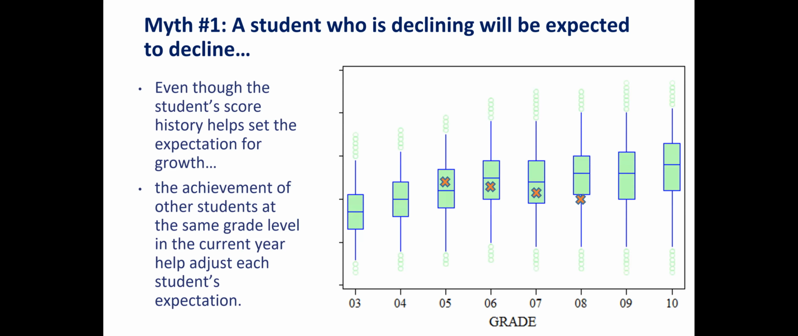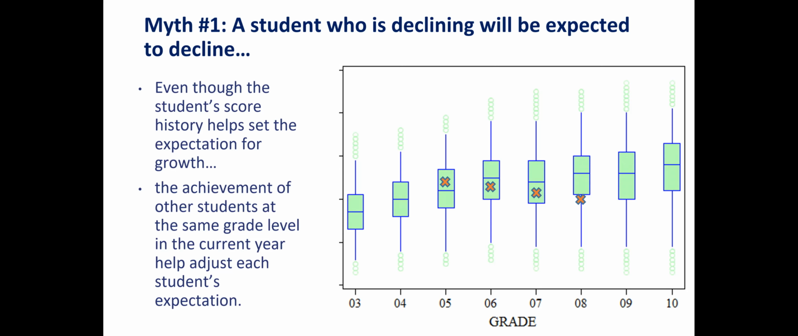And then we also allow for the model to adjust for different score histories, which gives us the most precise estimate of growth. At the extremes, for students who are declining or scoring really low, or students who are exceeding, scoring really high, we have an effect that happens. There's a mathematical concept that happens in the model, regression to the mean. So if a student's declining, then the achievement of other students at the same grade level in the current year does help adjust slightly each student's expectation.